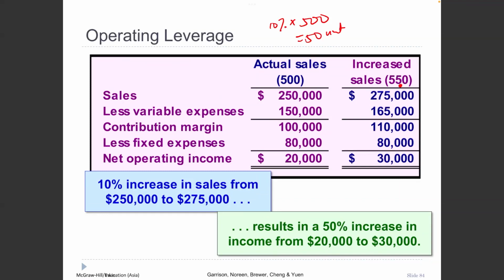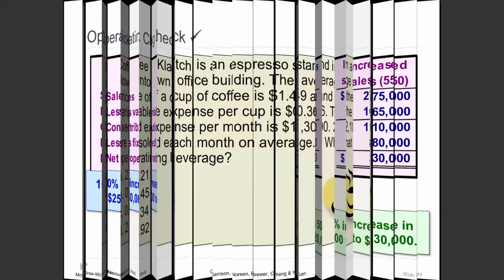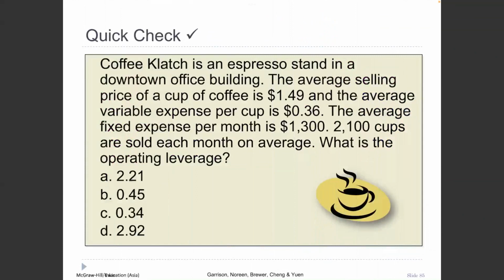After you calculate all of this, you can see 20,000 of the actual net operating income. When you increase the sales to 550 units, you get a net operating income of 30,000, which is an increase of 10,000. So this 10,000 results in a 50% increase on the 20,000, which is the actual figure. So now the net operating income will be $30,000. That is how you can use the degree of operating leverage. You can try this on your own later.